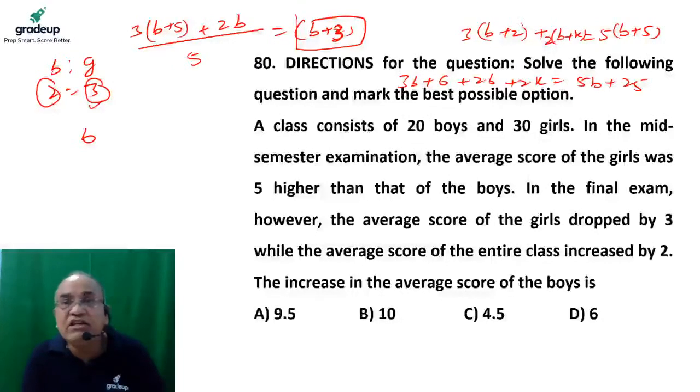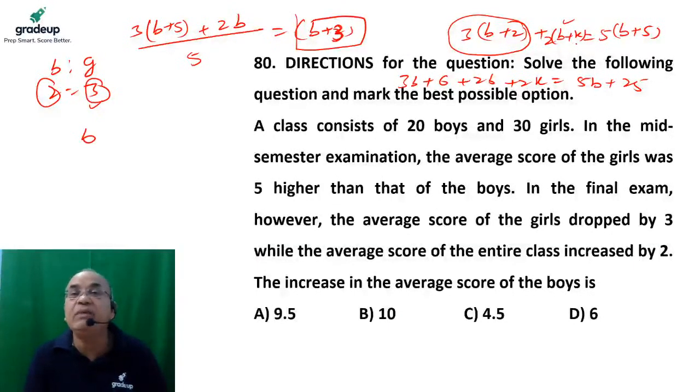This is the new score, the score of the final sem of the girls. This is the score of the boys, because b was the earlier average of the boys in the mid sem. Let's say their average increased by k, and there are 2 boys. I'm taking 2 rather than 20. So the total score of boys is this much, the total score of girls is this much, and this is the total score of the class of 5. So 5b will get struck out by this.